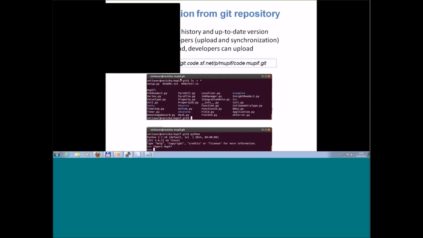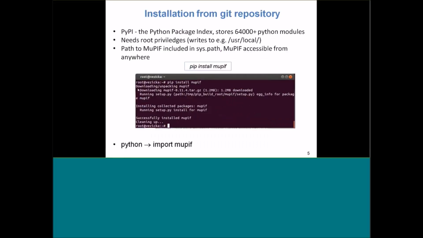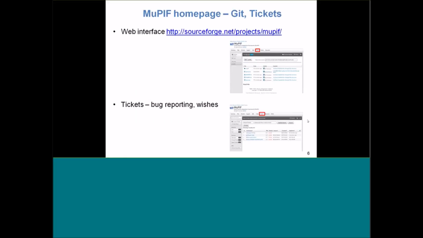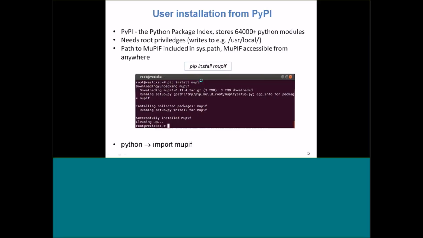There is a second way to install, which goes through pip. I hope I can switch to the next slide. Okay, sorry, it was too much. It's right here. So this is more of a user installation. The classical question is, how can I install it? And users are looking for a simple solution. So people around Python created the Python Package Index, which now stores over 64,000 different Python modules. So you don't have to search the whole internet for one module.